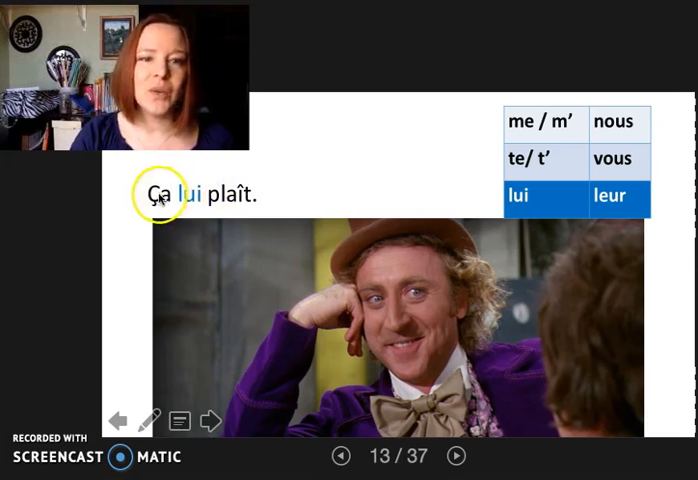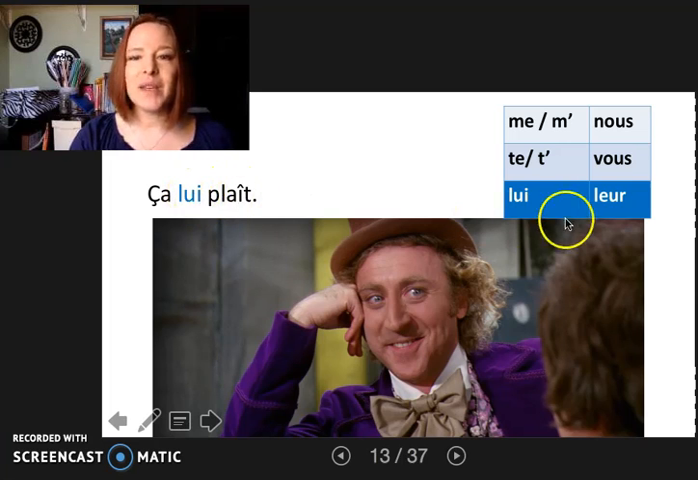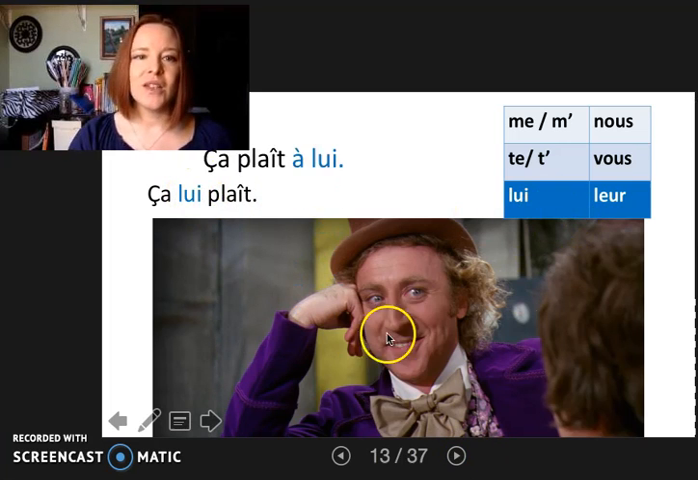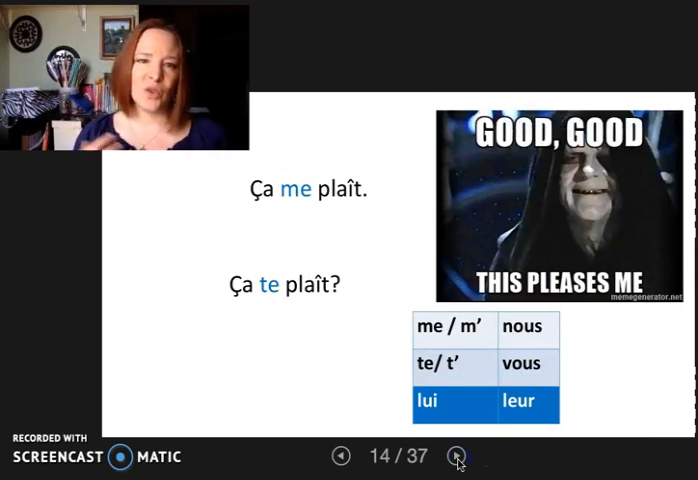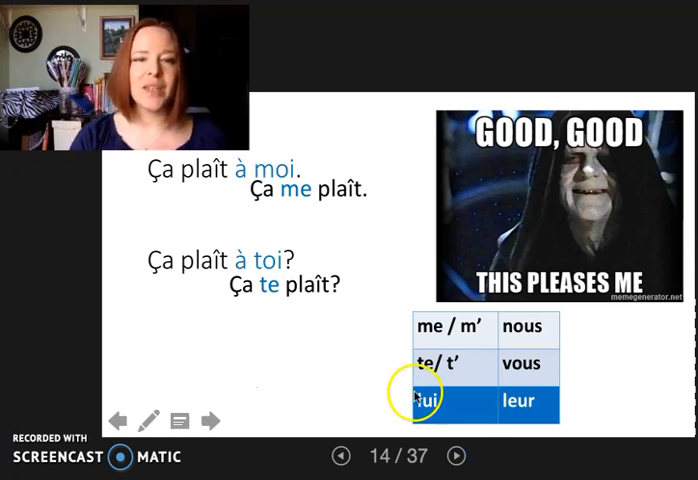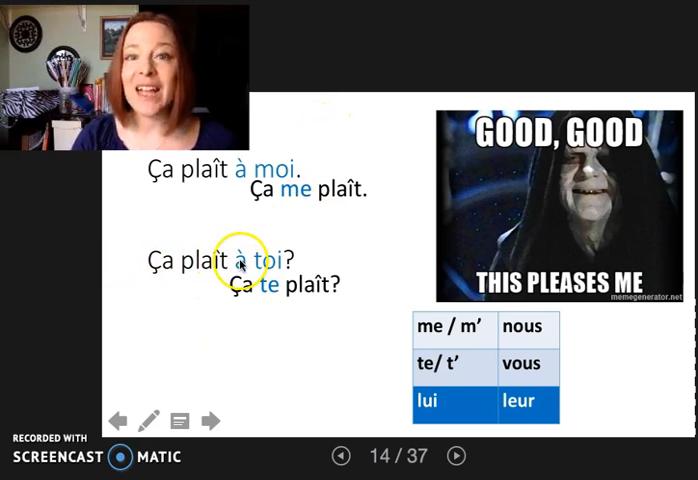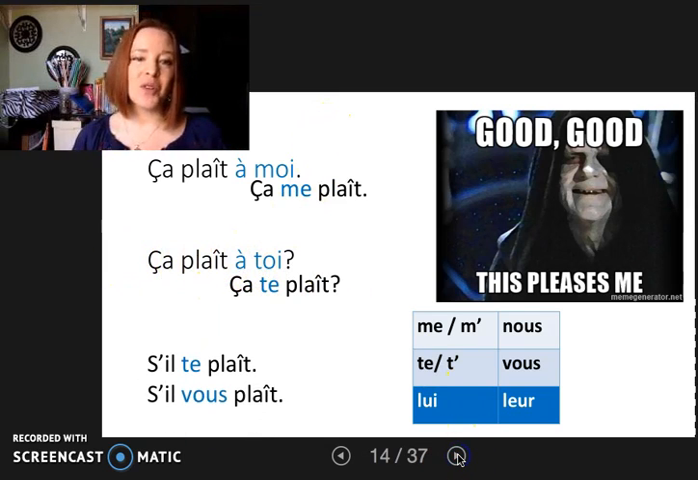So when I see lui, ça lui plaît, I know lui means to him. So, ça plaît à lui, ça plaît à Willy Wonka. Or, we see ça me plaît or ça te plaît. Well, those things, if we break them down, that means ça plaît à moi or ça plaît à toi. And if you remember, s'il te plaît, s'il vous plaît, those both mean please, if it is pleasing to you.